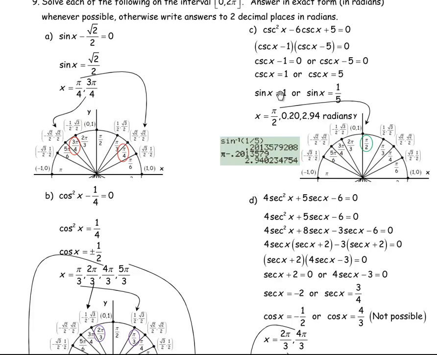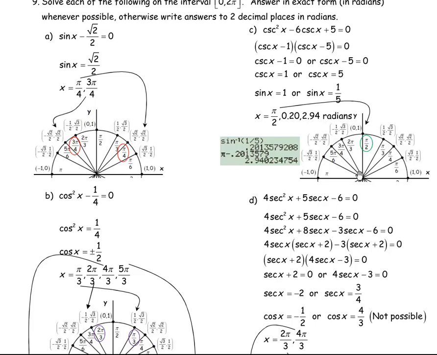Well, this has one solution on the unit circle. There's one place where the sine function is positive 1, and that's right here. And so that angle would be pi over 2. In order to find the solution for sine x equals 1/5, we would take the inverse sine of 1/5, which in radians is 0.2. So 0.20 is one angle.